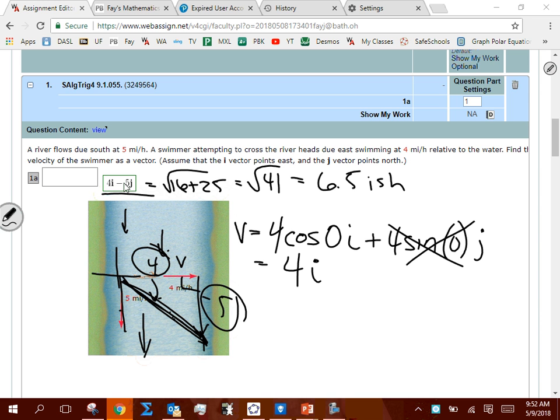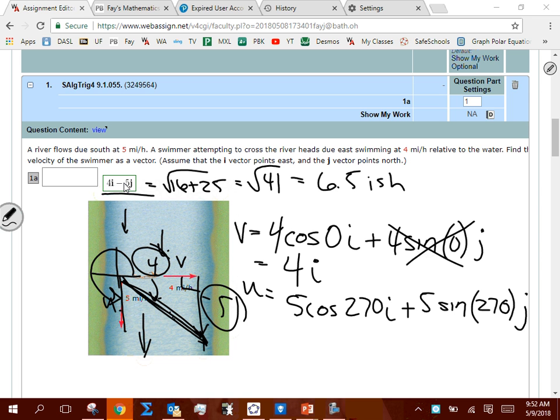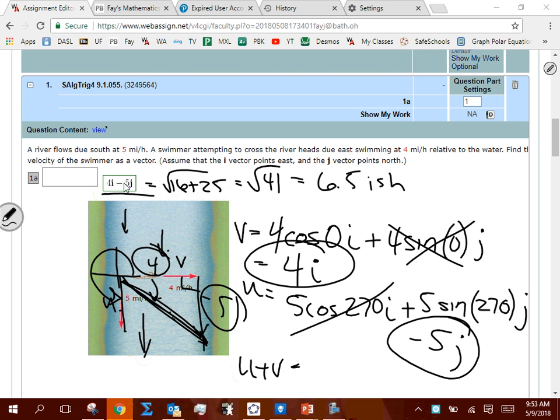So there's V. Now U, let's say that is the vector here of the current. So I would say 5 cosine. Okay. Now that angle would be 270 degrees, right? So 5 cosine 270 I plus 5 sine 270 J. Cosine of 270, 0. Sine of 270, negative 1, so negative 5J. Okay? So then U plus V should equal this plus that, right? And that's where we get 4I minus 5J.